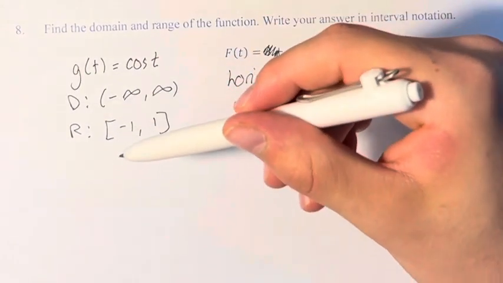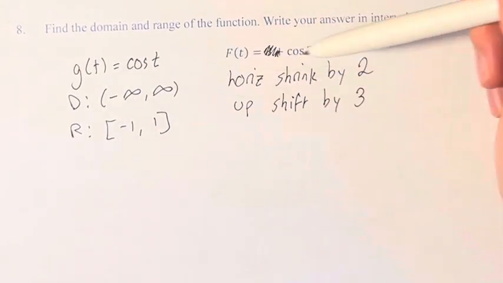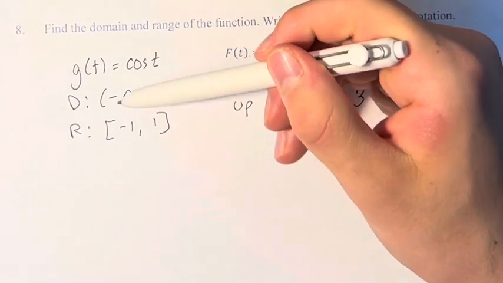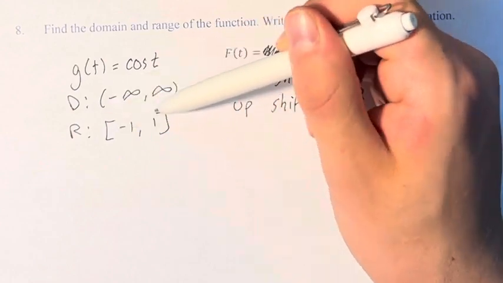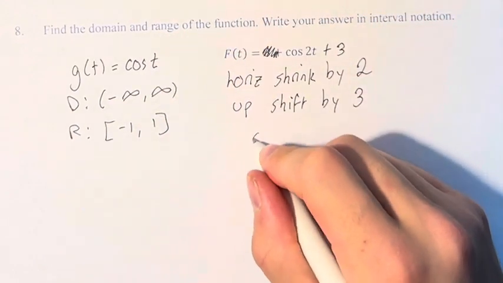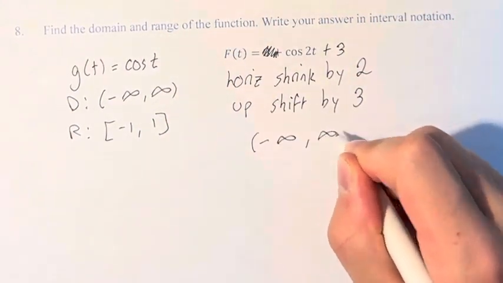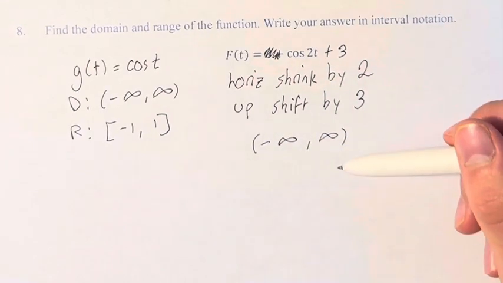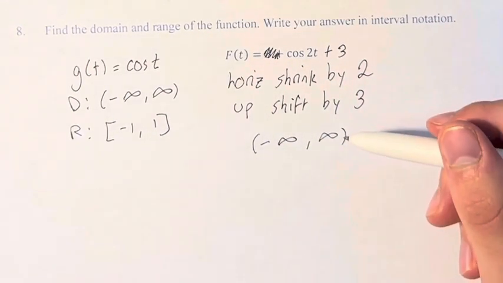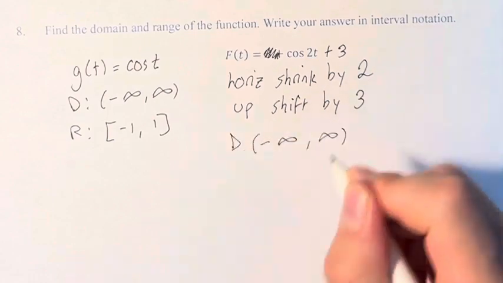So how does that affect the domain and the range? Shrinking by 2 horizontally is going to divide all of the x values by 2 within the domain. However, since it's negative infinity to infinity, dividing negative infinity by 2, it's still negative infinity. Dividing infinity by 2, it's still infinity. The domain does not change at all.